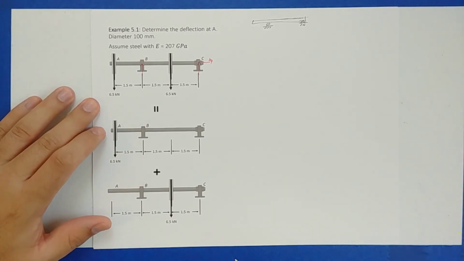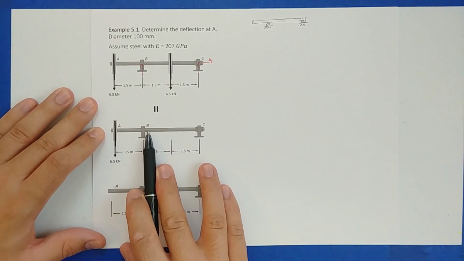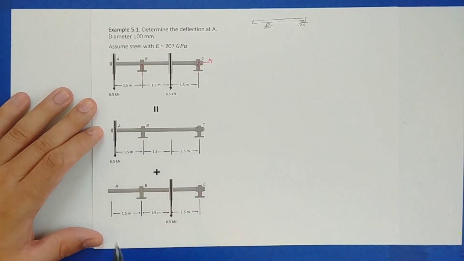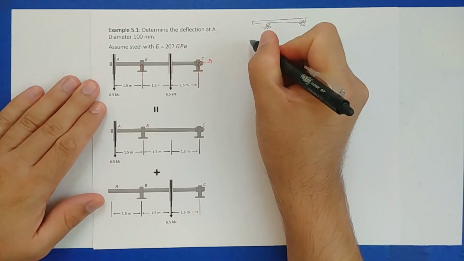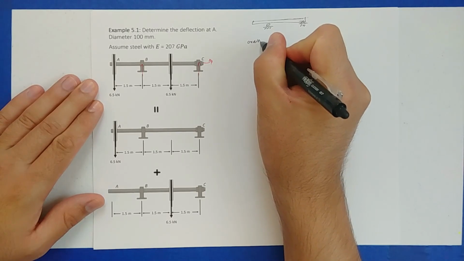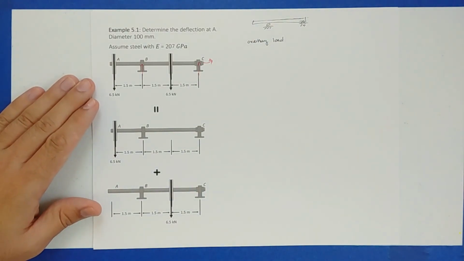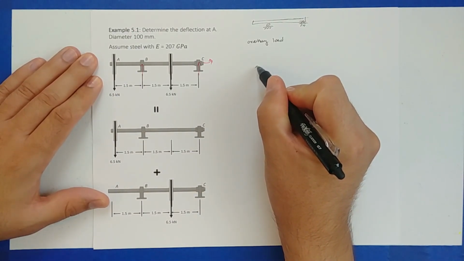Alrighty, so when we look at this one over here, what do we have? We have a simply supported beam, but the load is acting at this end over here. So if we look at Appendix D2, we could look at case number 4. That's the case for overhung load. So that's what we're gonna use.